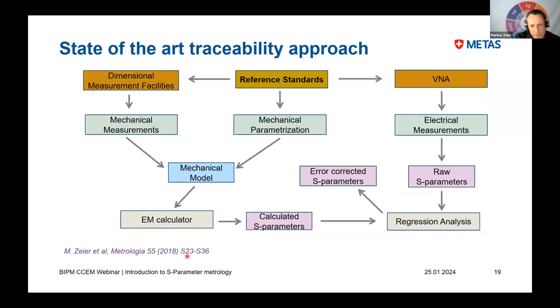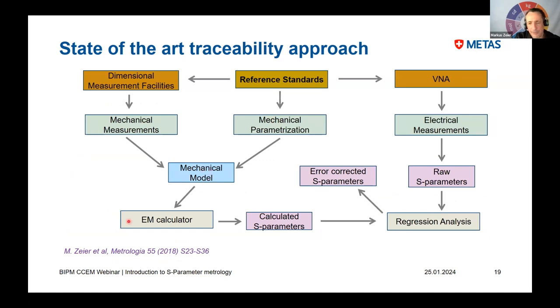So this has also been improved over the last years. And the way this is done, I'm going to show here on one slide, and then I will go a bit more into details on the different aspects. So we have the reference standards here. They are still airline and shorts. First, we have a mechanical model, so we need to mechanically parameterize, and we also have the dimensional measurement facilities to make the mechanical measurements.